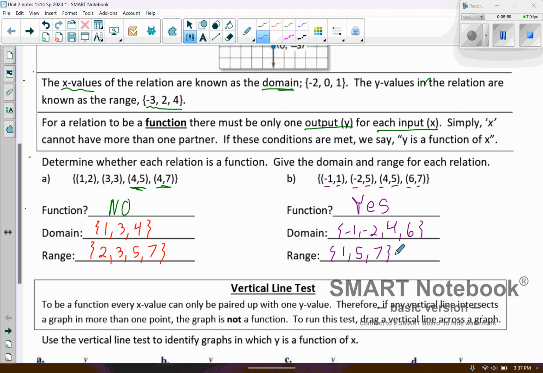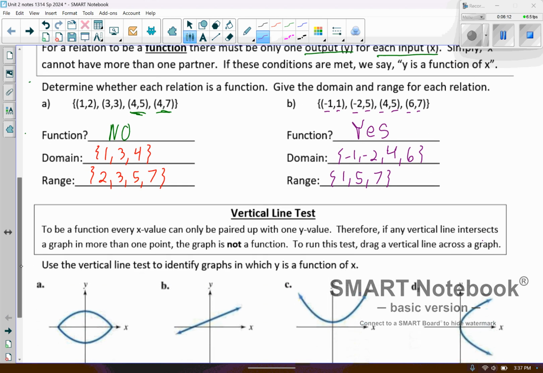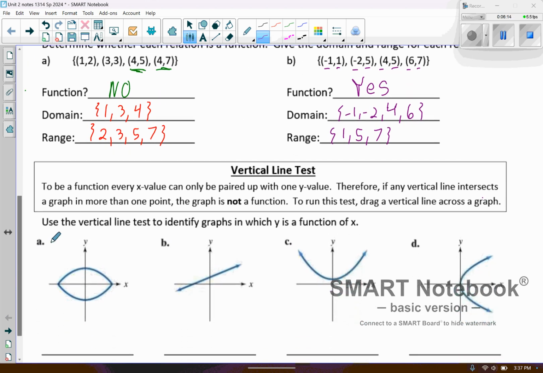So if you're still a little unsure about what's a function and what's not a function, we're still going to talk a little bit more about this, and hopefully we'll fill in any gaps you might have. So we're going to talk about what represents a function in terms of a graph. In order to do that, we use something called the vertical line test. To be a function, every x value can only be paired up with one y value. We already talked about that. So each x value can only have one unique y value.